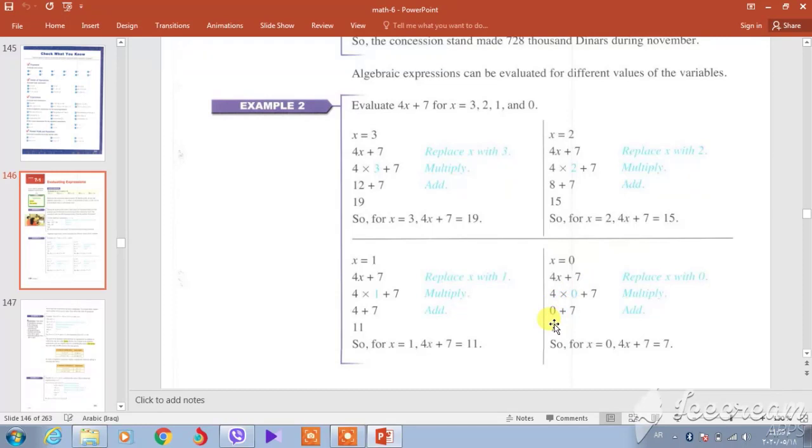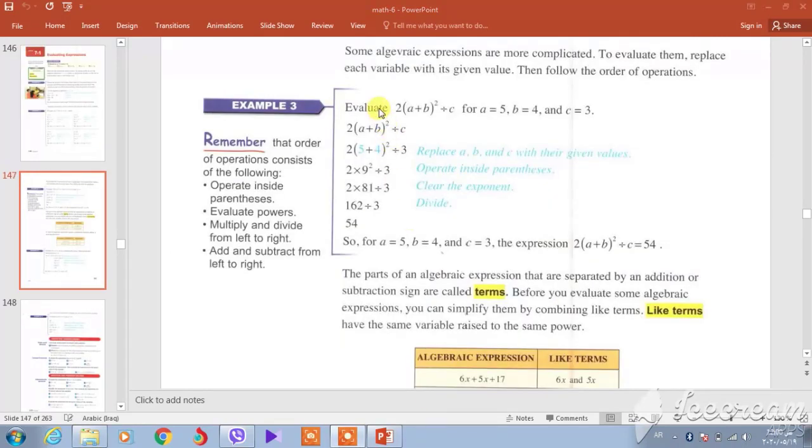And we have more examples, student. In this example, we evaluate 2 times (a plus b) with exponent 2, divided by c, for a equals 5, b equals 4 and c equals 3. We need to replace all variables by the numbers we have. Because a equals 5, I write 5. Because b equals 4, I write 4. And because c equals 3, I write 3 in place of c, students.